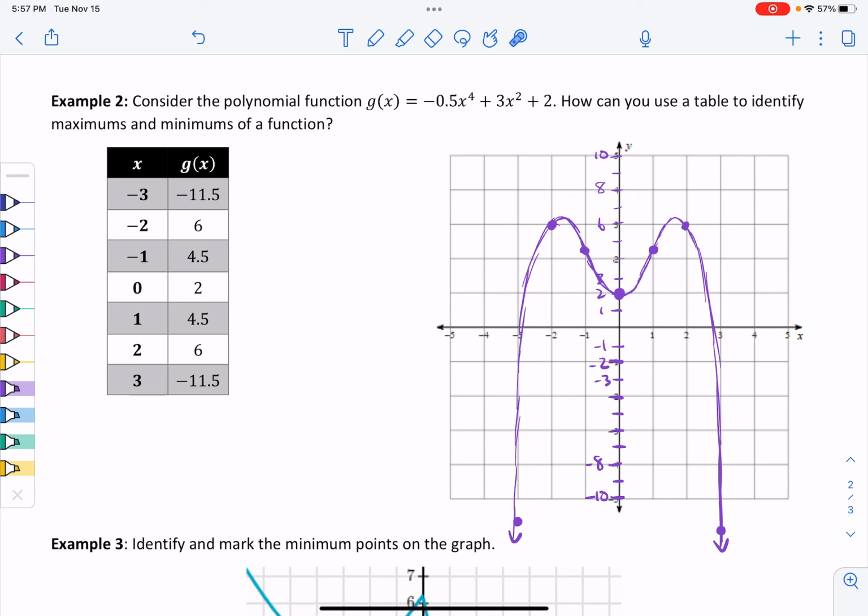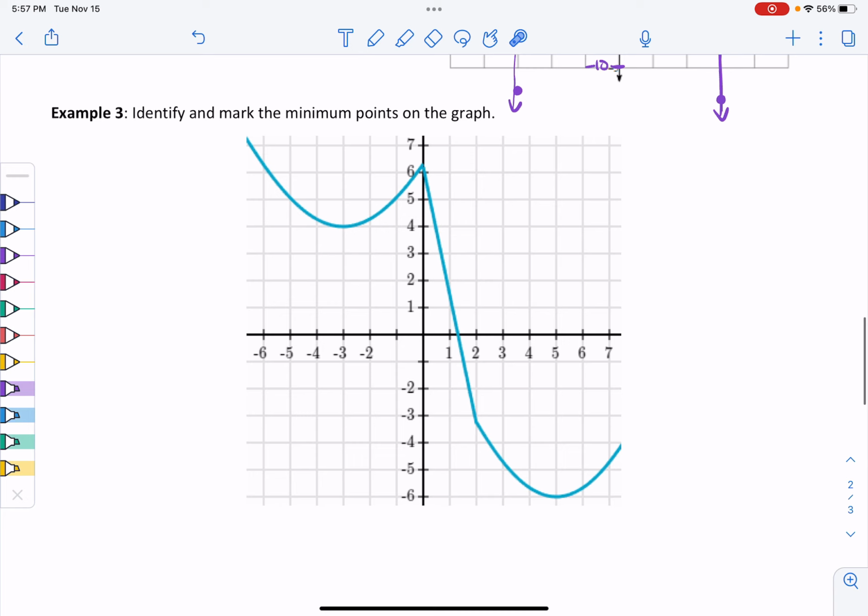So all we can really determine is that there is a maximum between negative 1 and negative 2. Sorry, I apologize. And that there's a maximum between 1 and 2. We can't really say it exactly. We do know that there is a minimum right at 0, 2. So that's all we can get from it exactly, is there's a minimum right at 0, 2. Tables are not the best methods to get maximums and minimums from a graph, right?